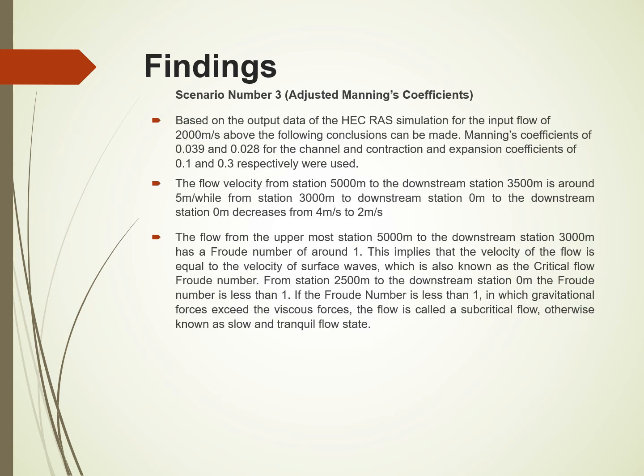Then for our final scenario number 3, for the adjusted Manning's coefficients, we're also seeing a similar scenario where from station 5000 down to station 3500, the flow velocities are around 5 meters per second, while station 3000 down to 0 is about 2 to 4 meters per second. Same thing's happening there, where we've got a supercritical flow from station 5000 down to station 3500, and then from station 3500 to station 0 we have a subcritical flow condition.